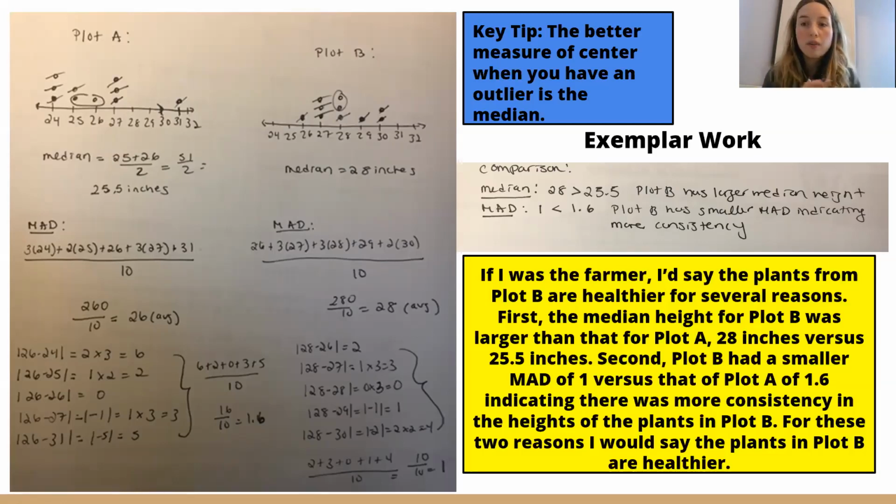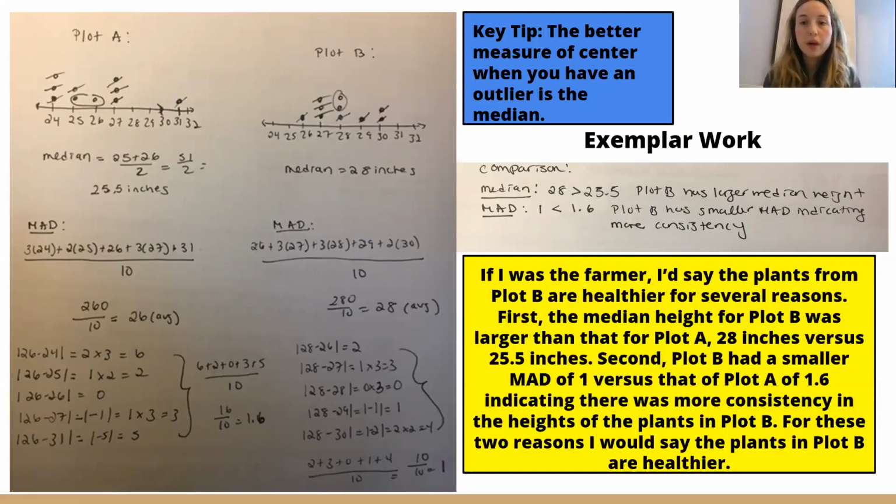Once I've done all of these calculations, I'm ready to synthesize, which I'm going to read out loud for you here. If I was the farmer, I'd say the plants from plot B are healthier for several reasons. First, the median height for plot B was larger than that for plot A, 28 inches versus 25 and 5/10 inches. Second, plot B had a smaller MAD of 1 versus that of plot A of 1 6/10, indicating there was more consistency in the heights of the plants in plot B. For those two reasons, I would say the plants in plot B are healthier.